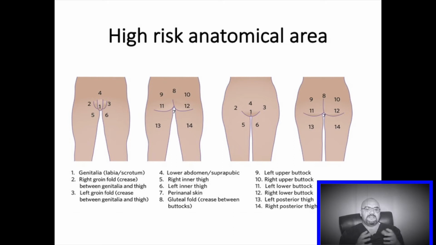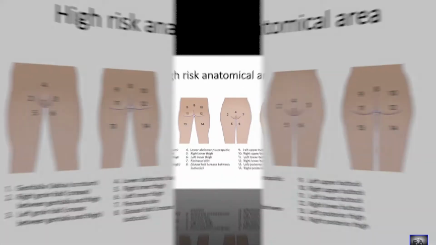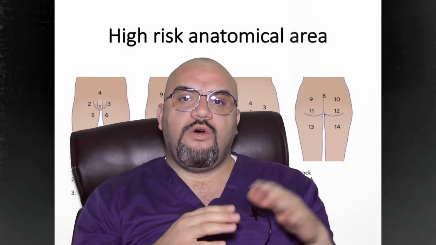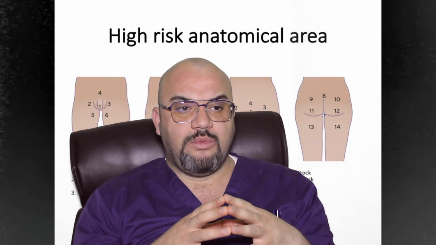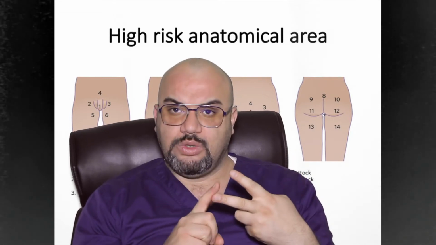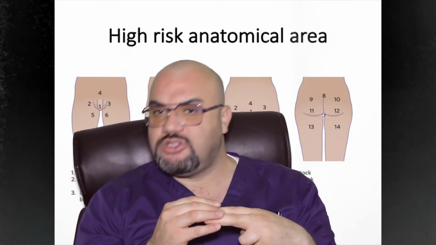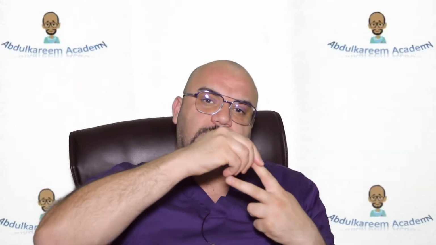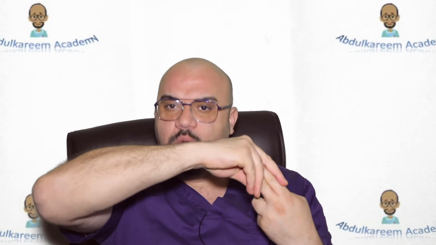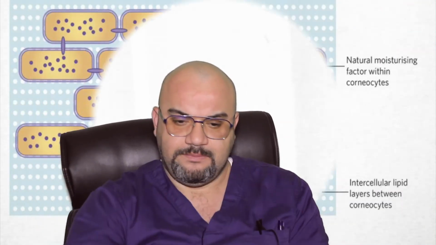As you can see here, these are the high-risk anatomical areas for developing incontinence-associated dermatitis. It is classified over 14 regions, and all of these regions are at risk of being exposed to urine or stool. And these are the skin injuries related to contamination with stool and urine, or maybe both at the same time.